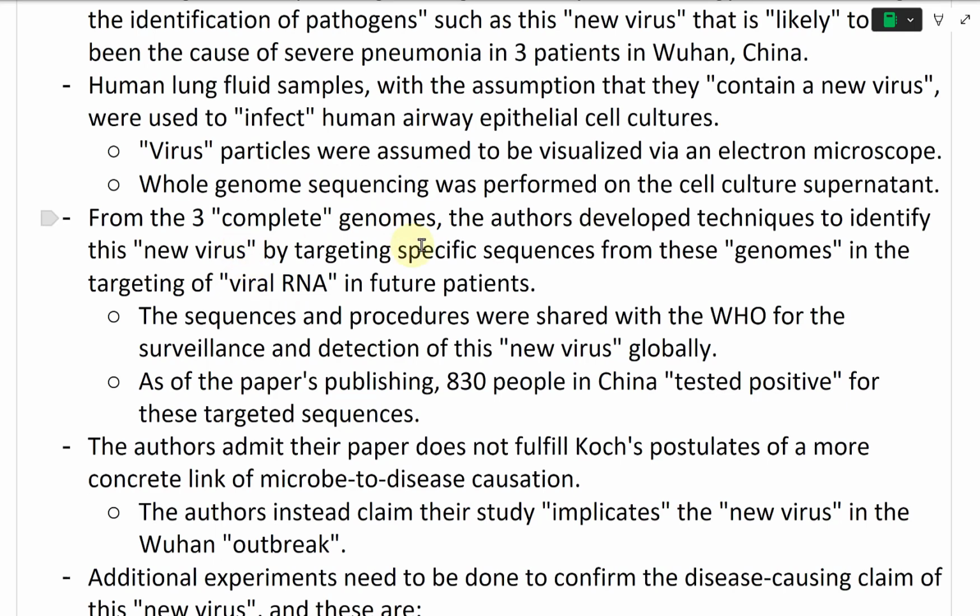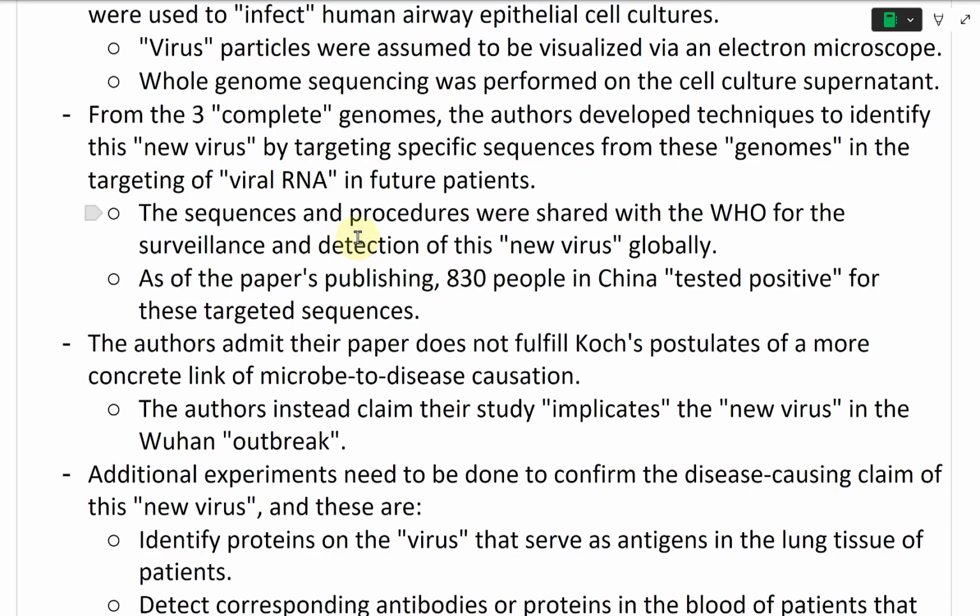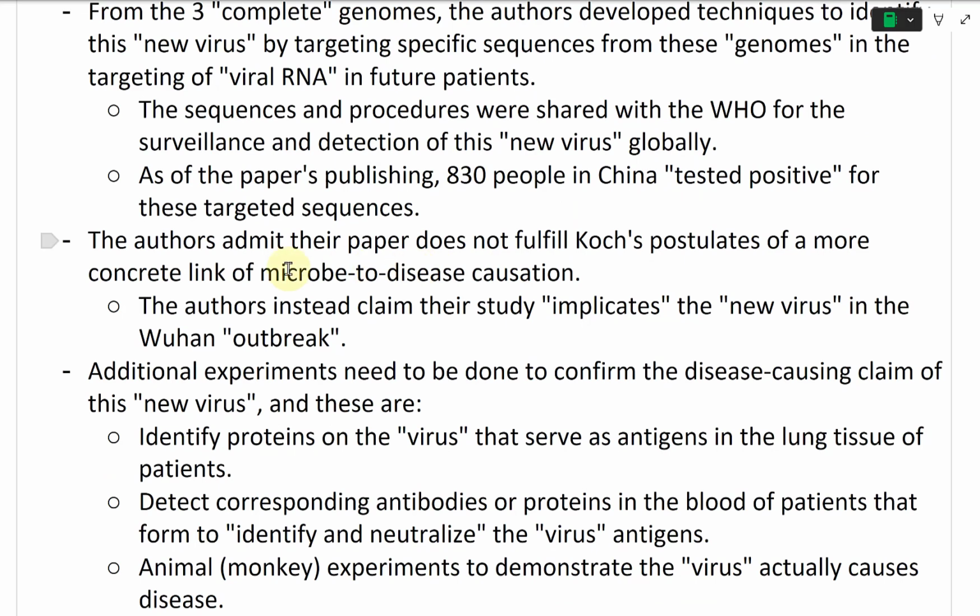From the 3 "complete genomes," the authors developed techniques to identify this "new virus" by targeting specific sequences from these genomes in the targeting of "viral RNA" in future patients. The sequencing and procedures were shared with the World Health Organization, the WHO, for the surveillance and detection of this "new virus" globally. As of the paper's publishing, 830 people in China tested positive for these targeted sequences. The authors admit their paper does not follow Koch's postulates of a more concrete link of microbe to disease causation. The authors instead claim their study "implicates the new virus in the Wuhan outbreak."